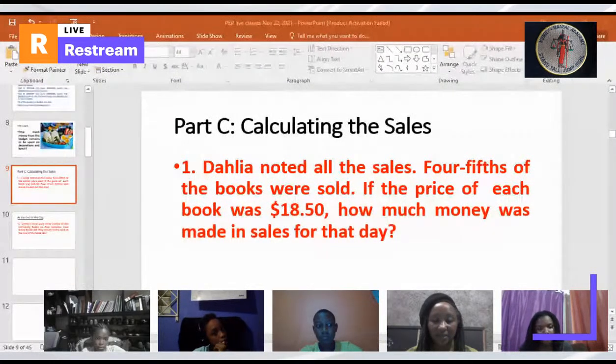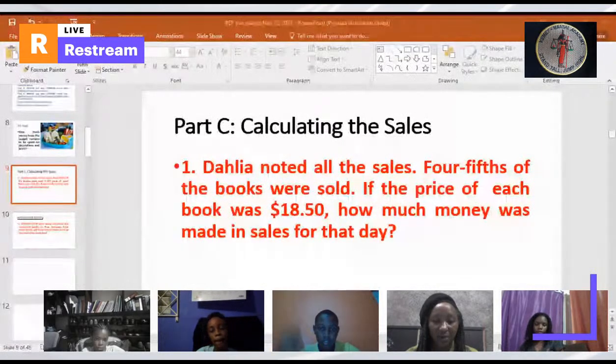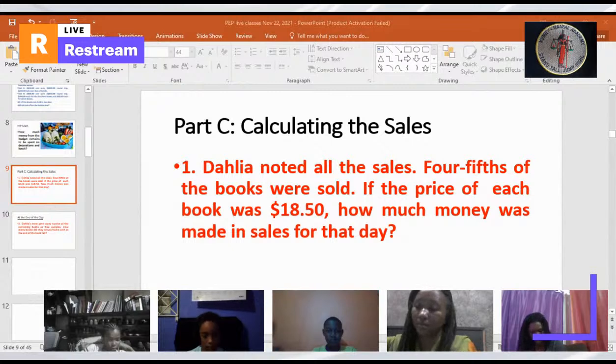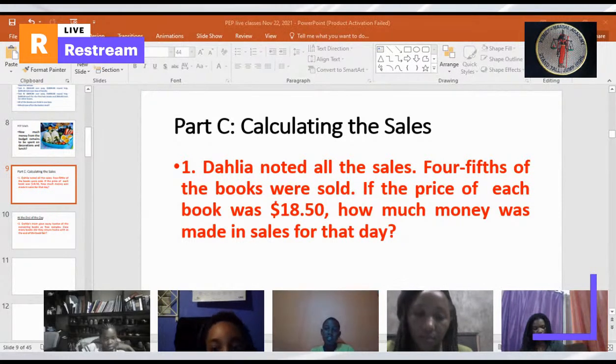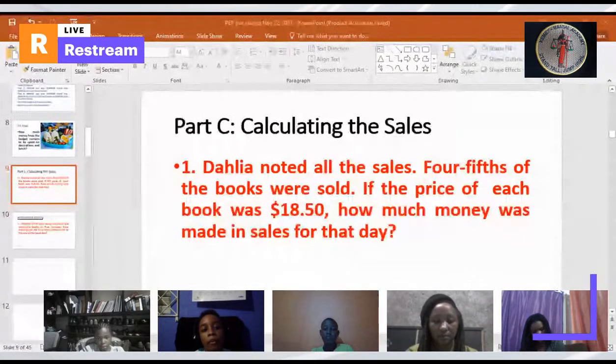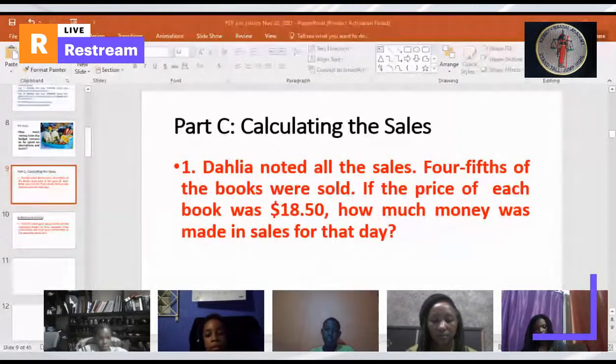Calculating the sales. Siobhan, can you read part C? Dahlia noted all the sales. 4/5 of the books were sold. If the price of each book was $18.50, how much money was made for that day?